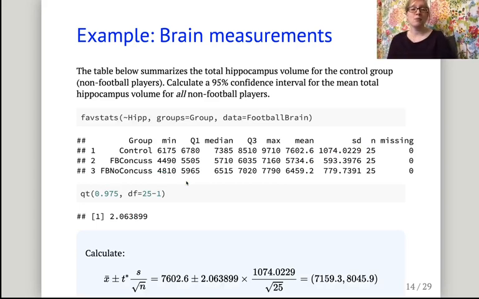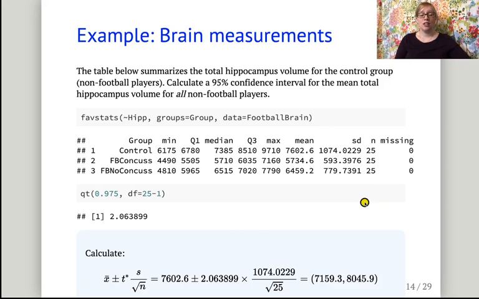So we can create a table summarizing the total hippocampus volume for the control group. These are the non-football players. Let's use this to calculate a 95% confidence interval. This may be a new function. Instead of using the skim library, an alternative is the favstats function. So favstats stands for favorite statistics. We can take the favstats function, apply it to the hippocampus variable, split it into groups based on group, and our data set is the football brain data set. Same statistics. Here's the mean. Here's the standard deviation. Here's the sample size.